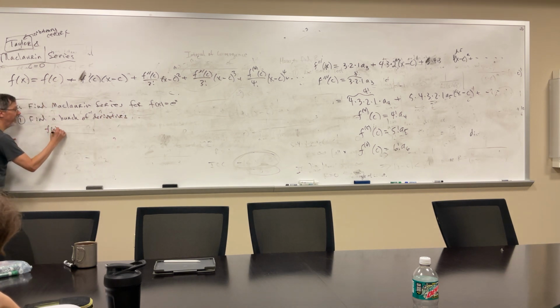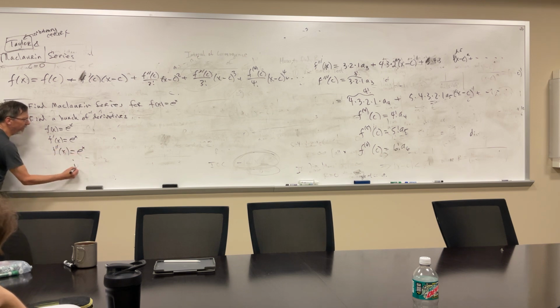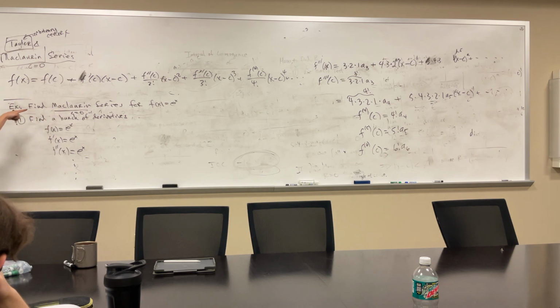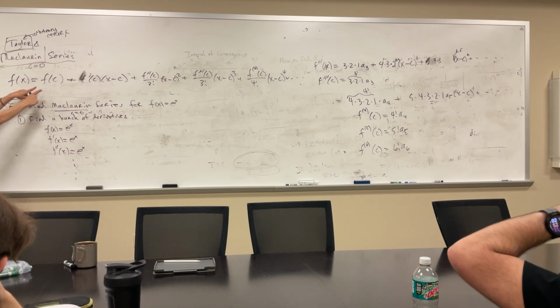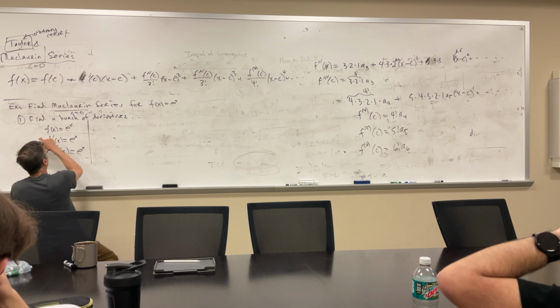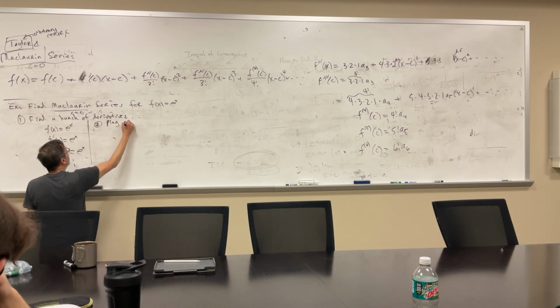So f of x is e to the x. f prime of x is what? Oh yeah, we learned something. Next, right, we've got this. They're all e to the x. So, cool. The center is 0 because I used the word Maclaurin. That means use c equals 0. When you see Maclaurin, it means Taylor series with center 0. That's all. So step 1 is find a bunch of derivatives. Step 2 is plug the center into the derivatives.